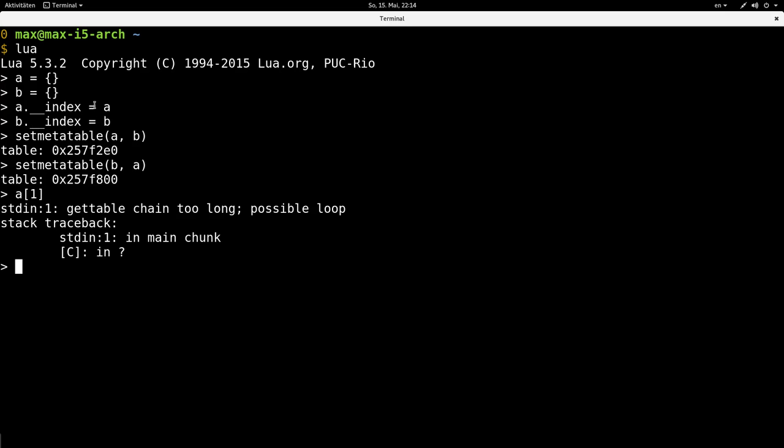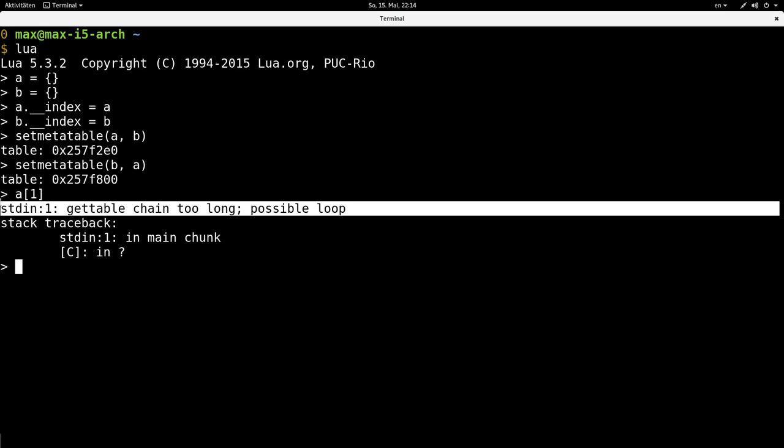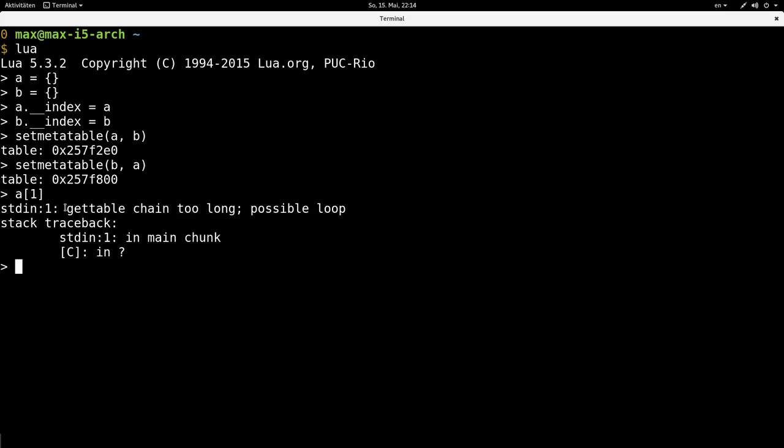It will take a look at A, B, A, B, and so on, and there you have it. It seems like it detects that this happened; there's probably some hard-coded limit in there concerning metatable lookup. But if it weren't there, it would crash with a stack overflow, most certainly.